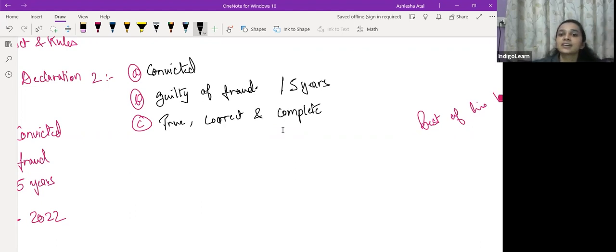So these are the things which will be stated in the second declaration, and this declaration is given by the subscribers to the memorandum and the first directors, if any.